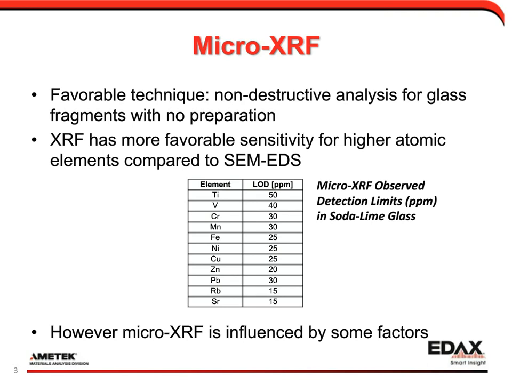So here we have some example detection limits for various elements in a soda-lime glass. And you can see that we typically will achieve well below 100 parts per million for most elements. And as the atomic number increases, you notice the sensitivity actually improves, which is in contrast with EDS, where the sensitivity actually is more favorable for the lighter elements.